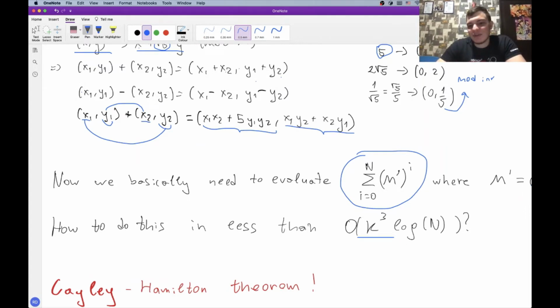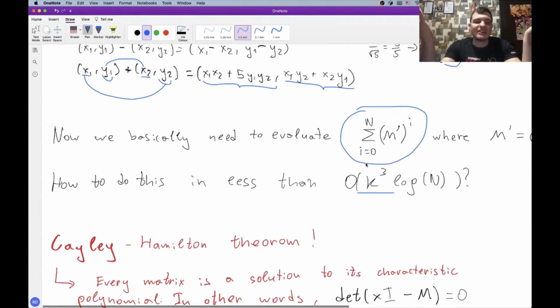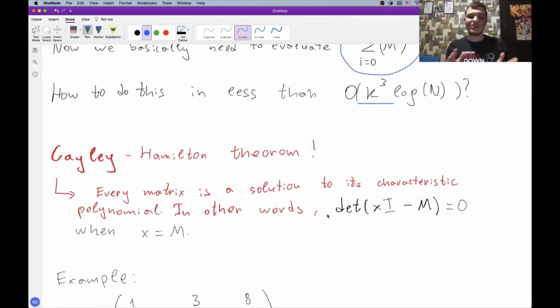And to actually optimize it, there is a theorem we always use. In general, it's a pretty useful theorem, which we use when we can't really do the k cubed solution for matrix exponential. It's the Cayley-Hamilton theorem. Basically, what it says is that a matrix is always a solution to its characteristic polynomial. If you just hear this, maybe you don't really know what I'm talking about, so I'm going to try explaining this.